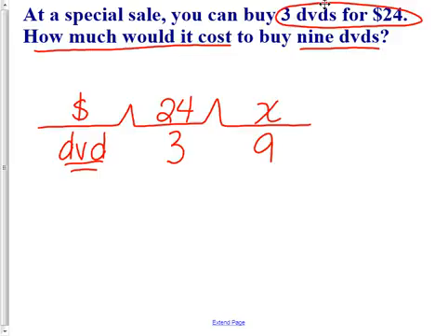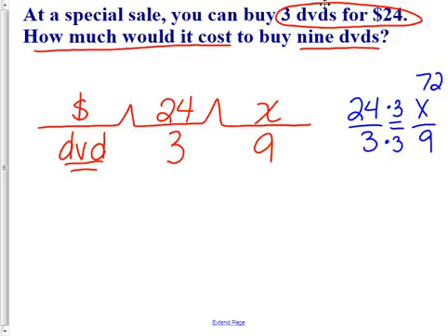If we look at solving this, this is a pretty easy one to solve. If I look at a ratio of 24 to 3 equals x to 9, I can pretty easily solve this one by saying, well, 3 times 3 is 9. 24 times 3 then is 72. So x is $72. It would cost $72 to buy 9 DVDs.